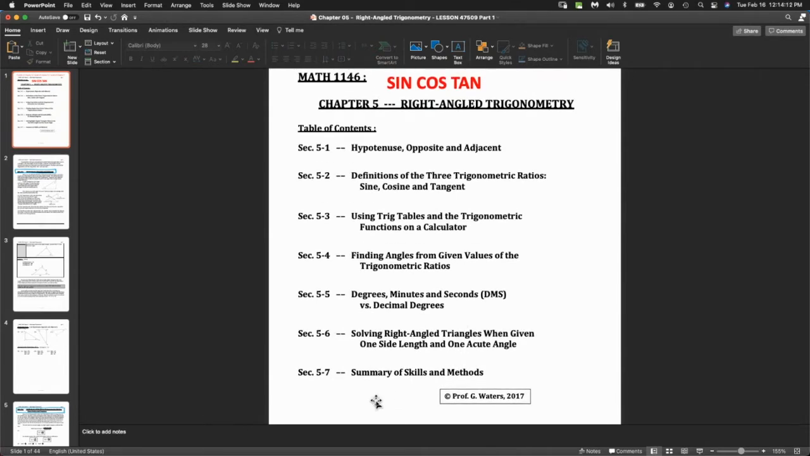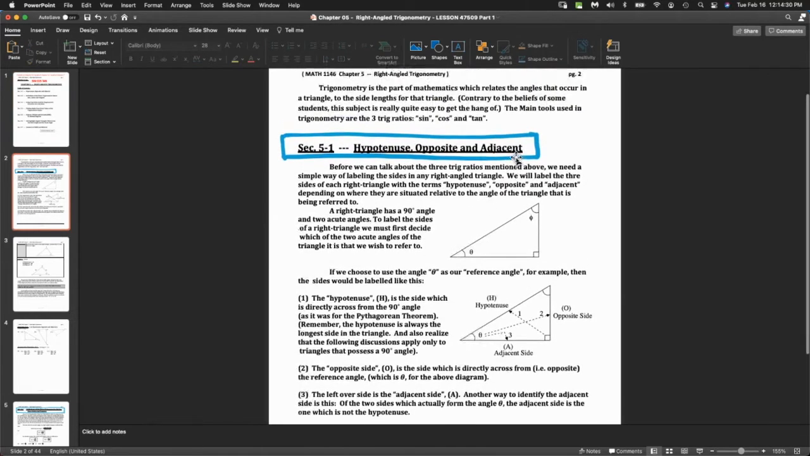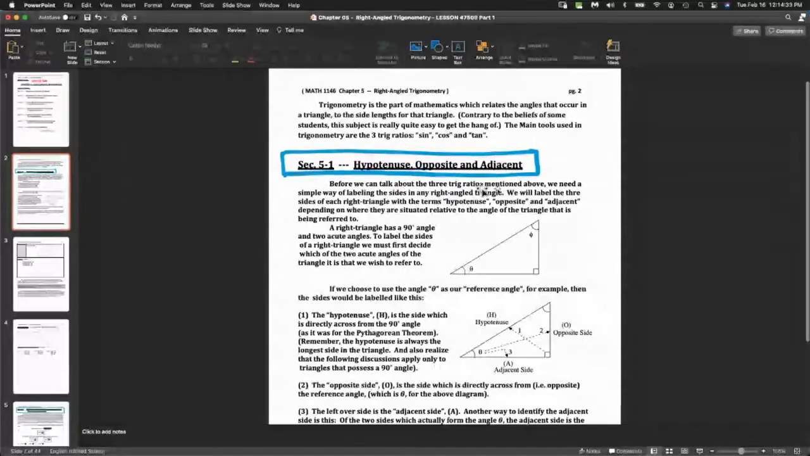So let's do 5.1 and 5.2 today. The key word for today's lesson is communication. We're going to talk about labeling and describing information on triangles. Very critical to you to do trigonometry. So if we take a look on the second page of the notes here, we have these words called hypotenuse, opposite, and adjacent. So what you need to know how to do in this first section is really coming down to the labeling. So we're talking about a right angle triangle.